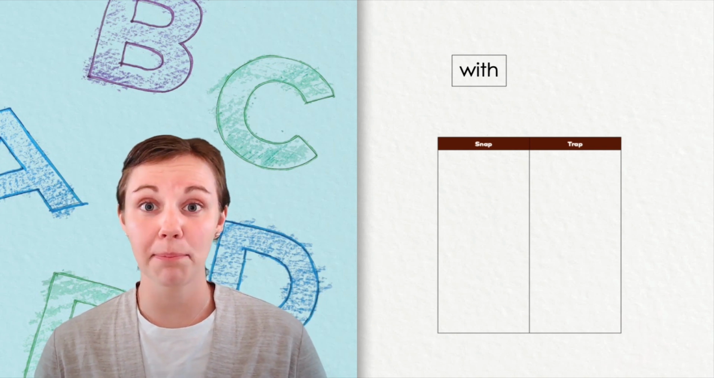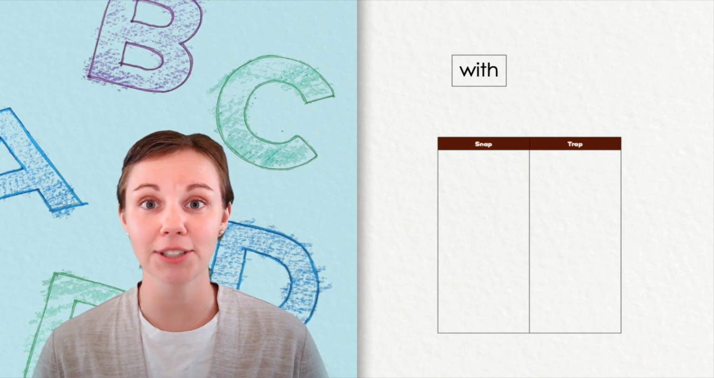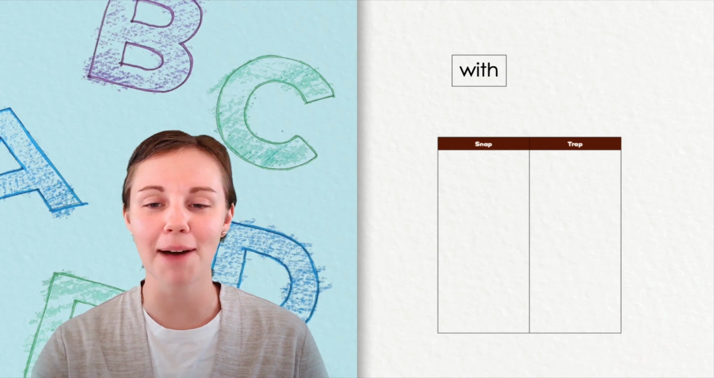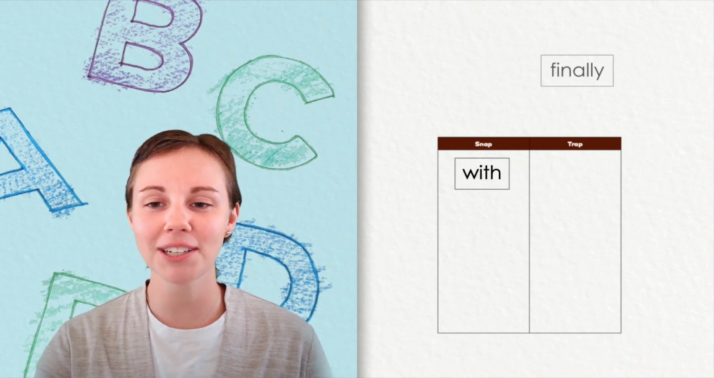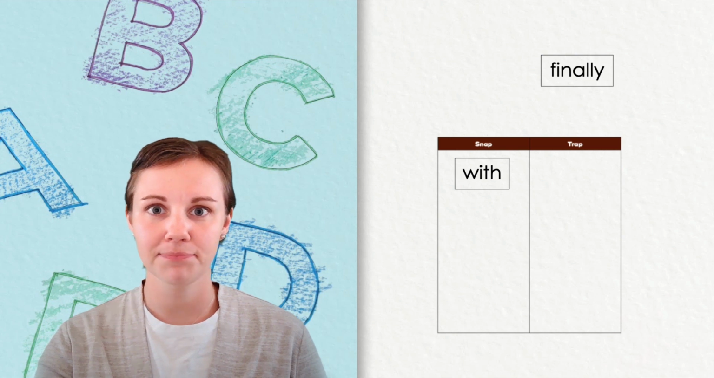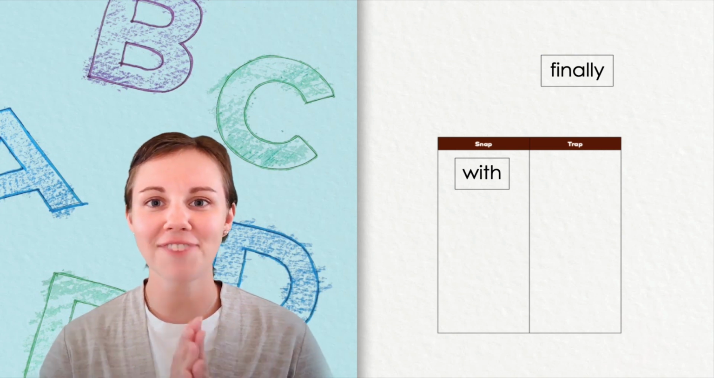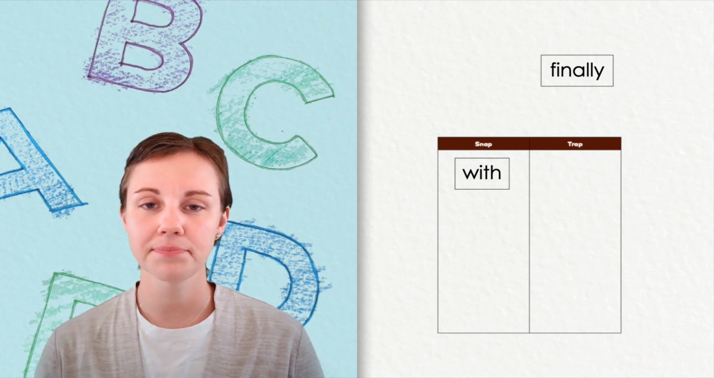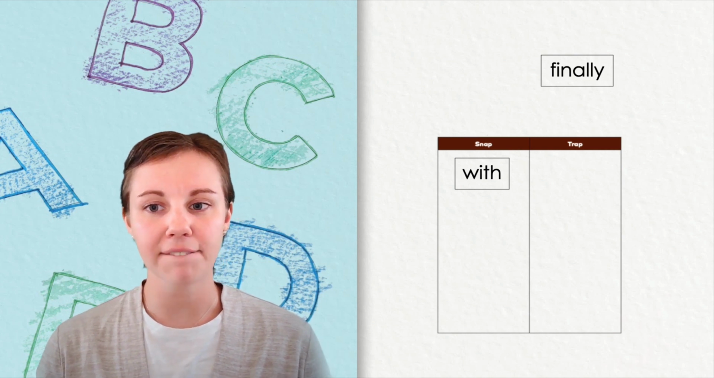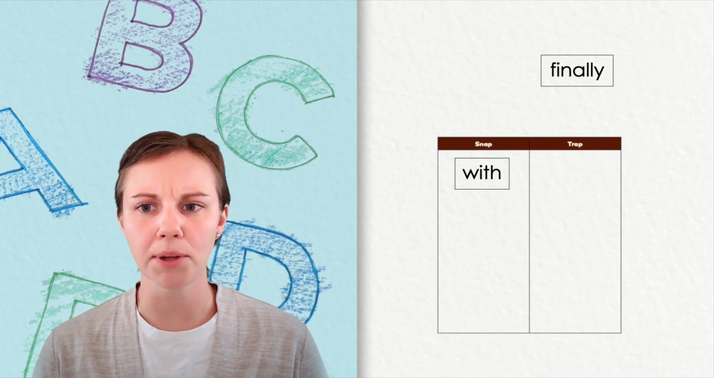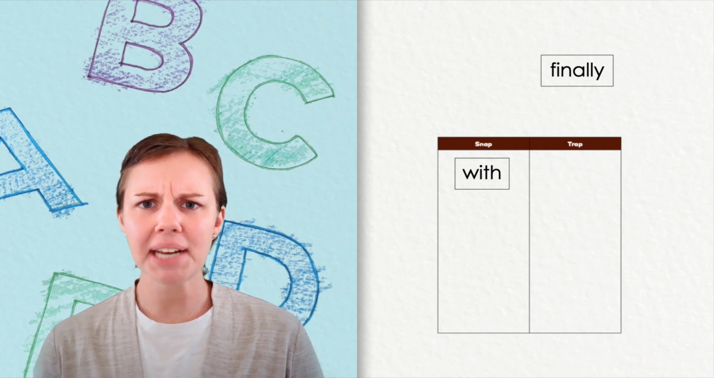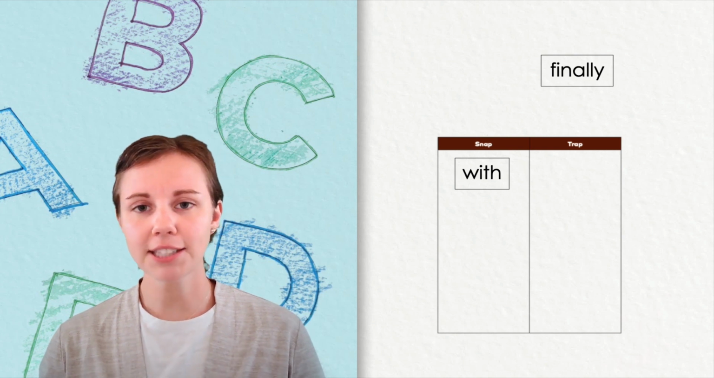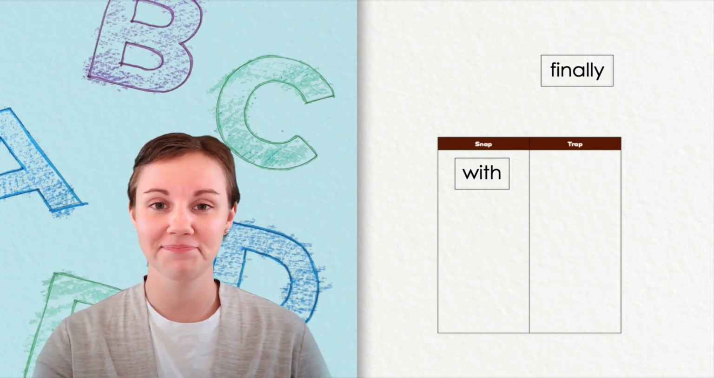Yes, that's a snap word. We can hear each sound represented with that spelling. W, I, th. Great job. Our next word says finally. Let's clap it out together. Finally. It looks like that first syllable is a closed syllable, F-I-N, but I hear a long I sound. That seems tricky. Let's go ahead and put it in our trap column.